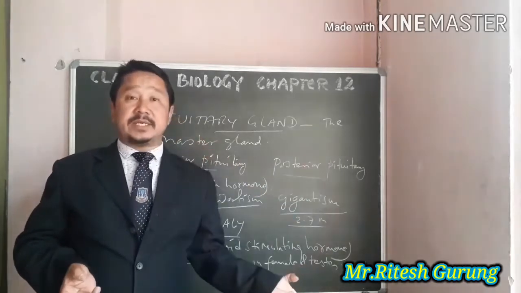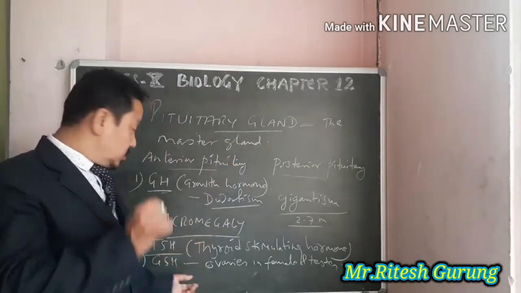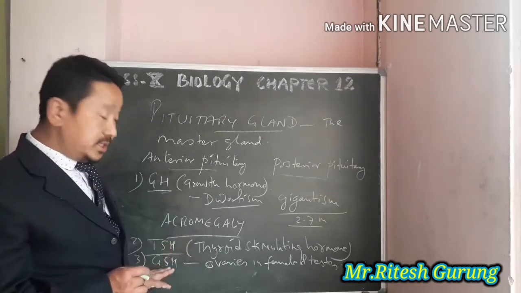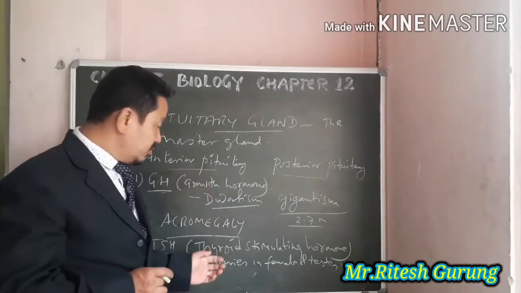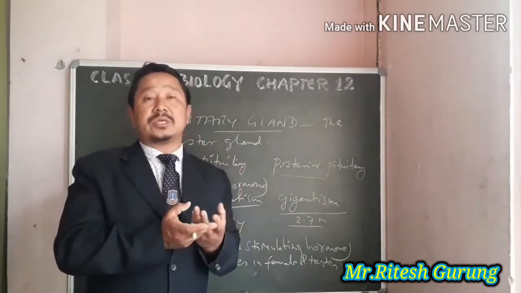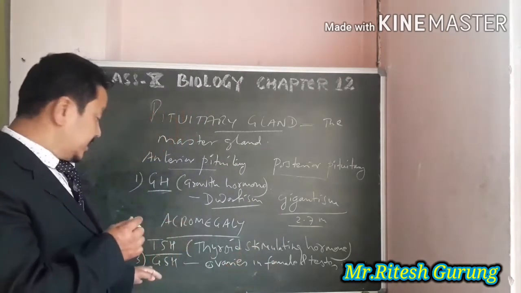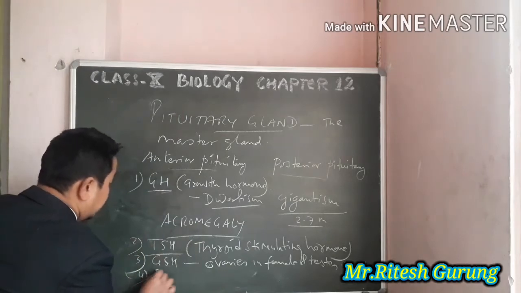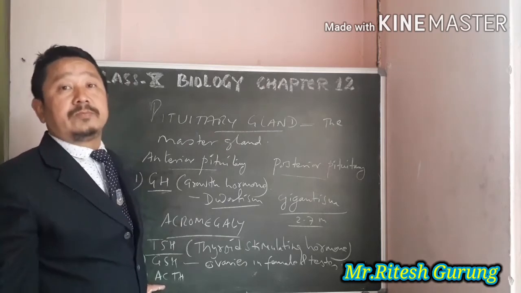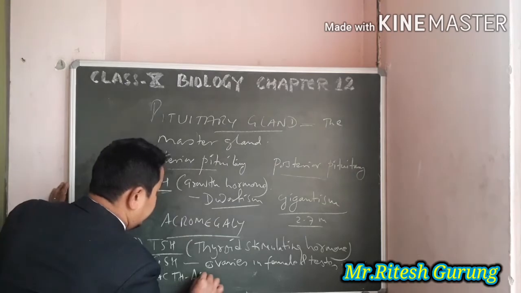These activities are under the control of this gonado stimulating hormone. That means until and unless this hormone stimulates these gonads, they cannot produce their respective hormones. So that's the main function of it. Then we have another one, that is ACTH, Adrenocorticotropic Hormone. Let's see.